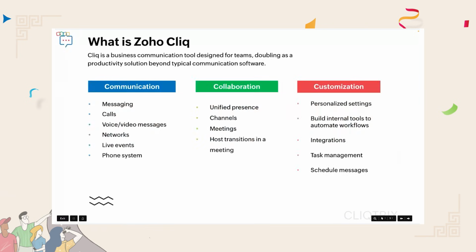So before we explore the developer platform, let's quickly understand what kind of an app Zoho Cliq is. It's a team communication software that helps you to connect, coordinate, and get work done efficiently. In simple terms, Cliq is built on three C's: communication, collaboration, and customization.